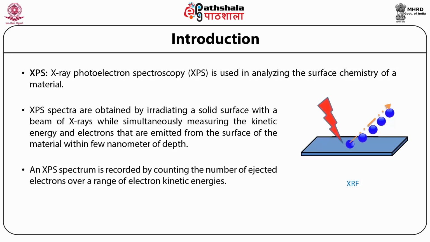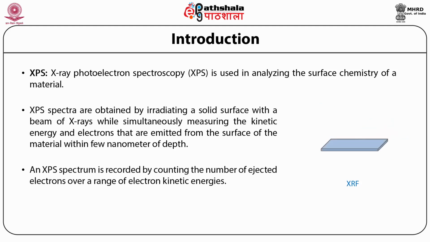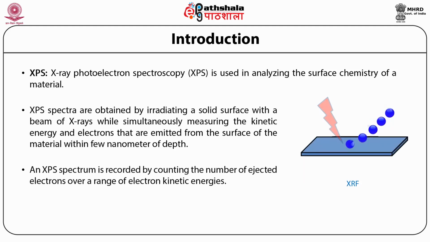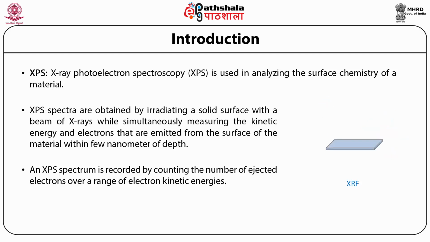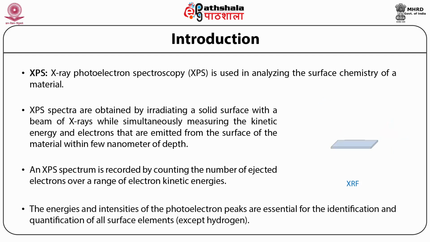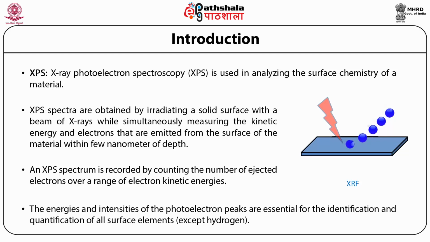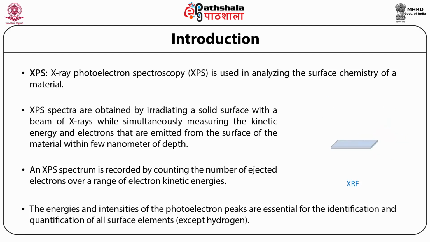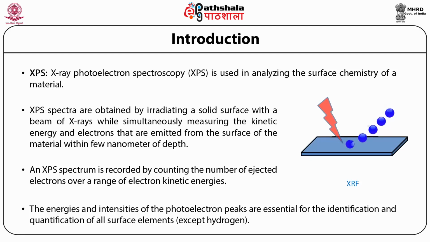An XPS spectrum is recorded by counting the number of ejected electrons over a range of electron kinetic energies. The peaks in the spectrum are the characteristic energy of that particular element. The energies and intensities of the photoelectron peaks are essential for the identification and quantification of all surface elements.